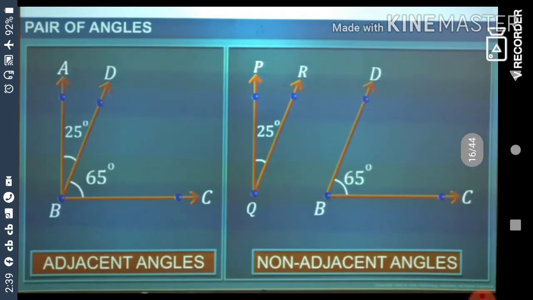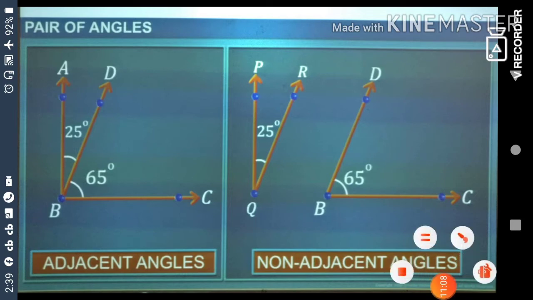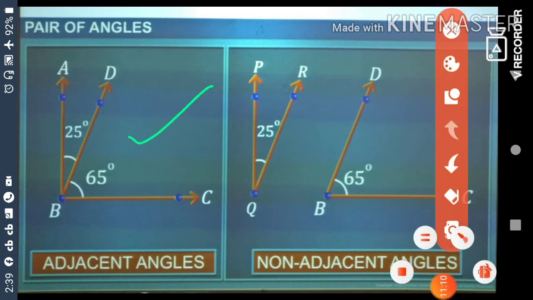You can see here 65 degree, 25 degree. These two angles are adjacent or not? Or we can say ABD and CBD adjacent or not? So what we have learned in our definition, that they should have a common arm. So yes, common arm BD is there, and they have a common vertex B. Yes, it is there. So this is the first one, I'm talking about the first one. This is what? Adjacent angles. But just check the second one.